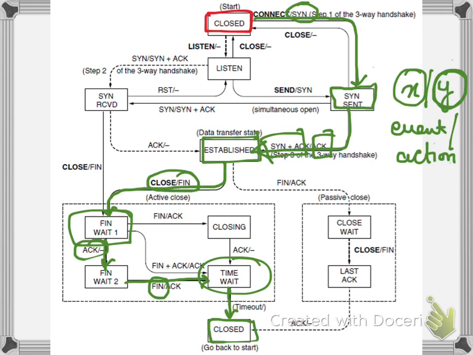So this is from the client side. Now let us go to the server side. Server side also is initially in the closed state. If it wants to receive connections, it will execute the listen function. It will execute listen and wait, and it will not send anything. So it is listening, and it goes to the LISTEN state.